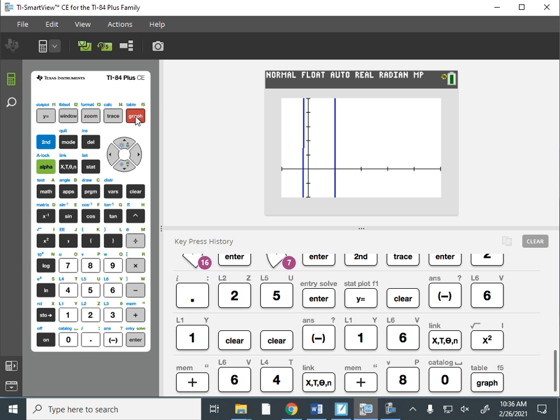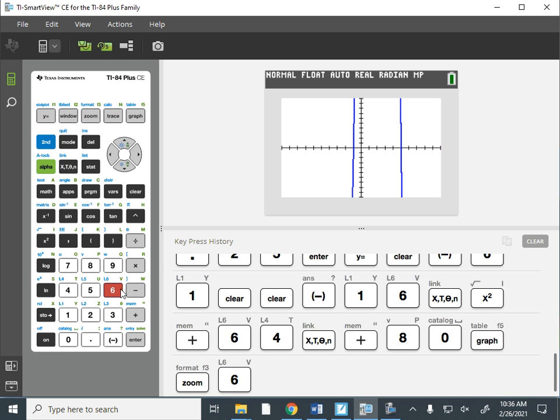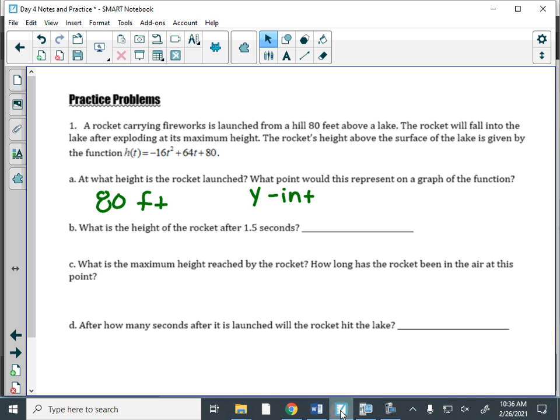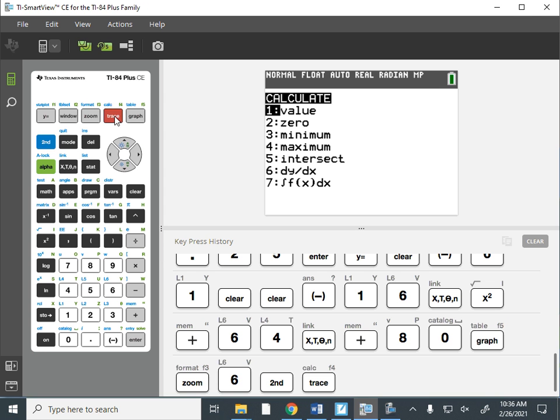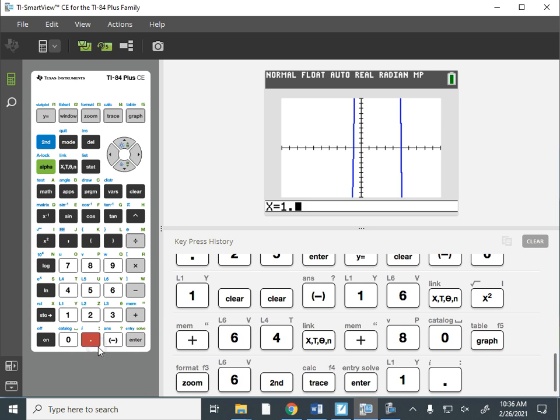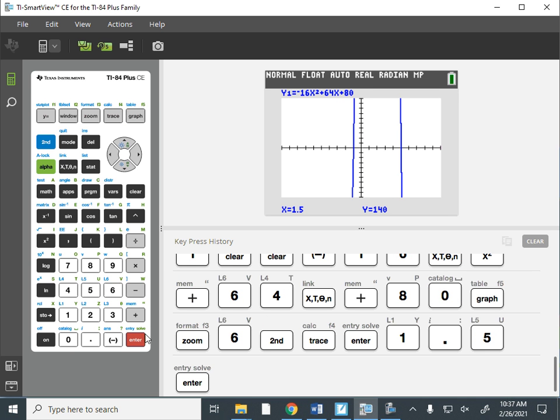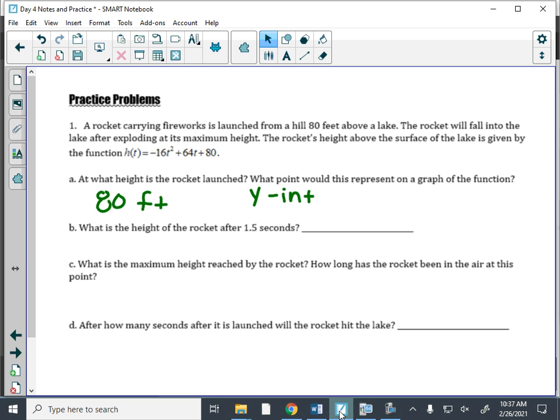And hit graph. Again, we can't see this graph very well. Okay? We'll adjust the window in a second. I'm going to do zoom 6 to get a normal standard window. Okay, so we can't see everything of the graph, but we don't really need that to find the value. I can just go to second trace value and type in 1.5. And do you see the height? It's 140. Okay, so we don't really need to see the whole picture to do that. So 140 feet. And again, we got that using our calculator.